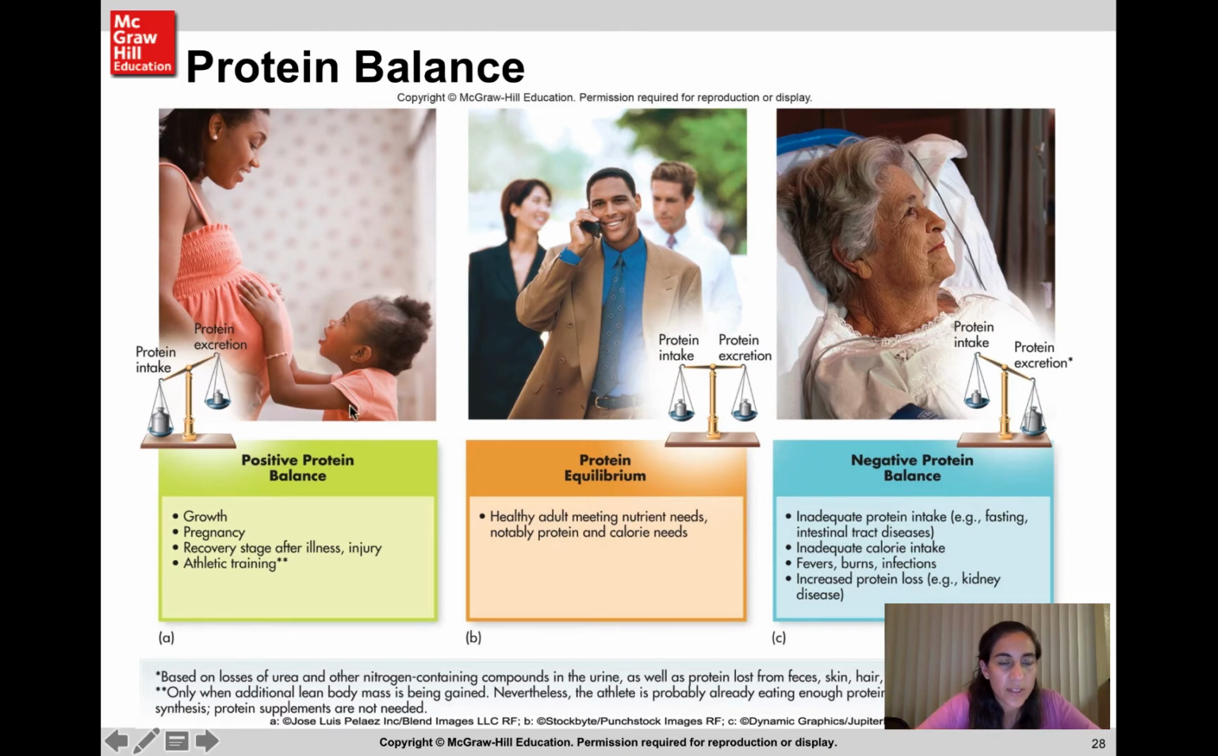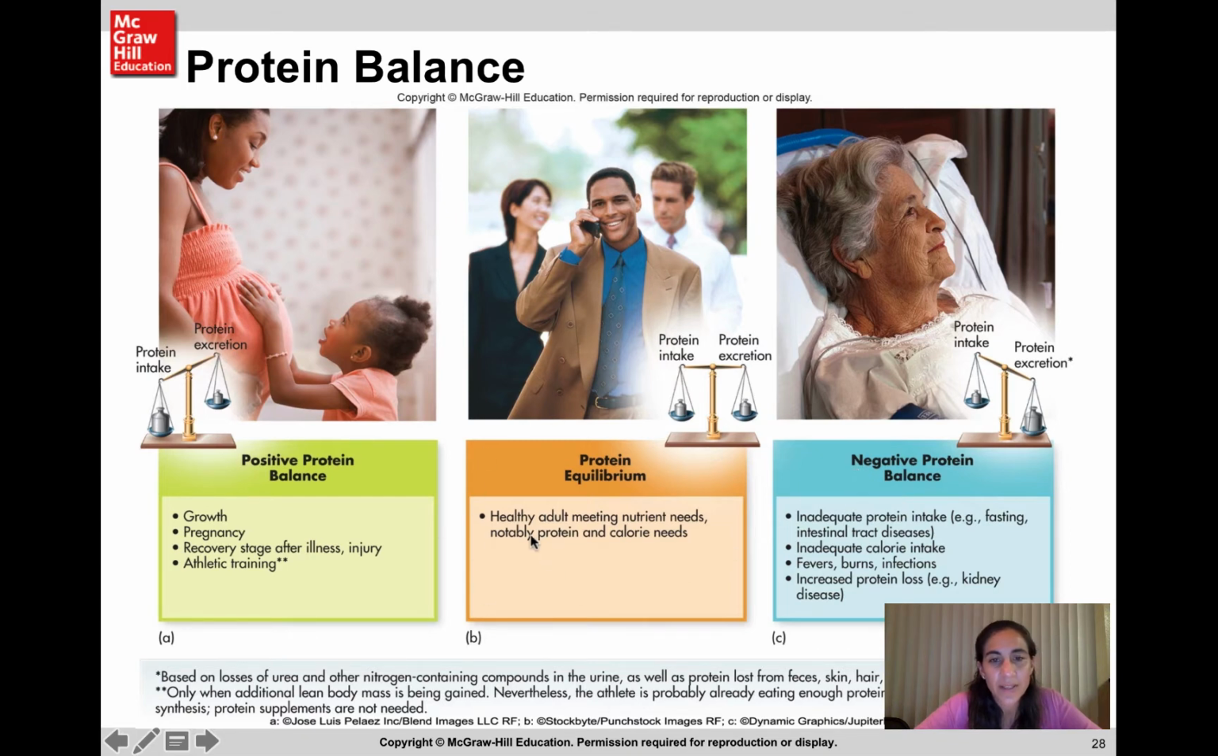So in growth stages in infancy and childhood, also during pregnancy, also in recovery stages after illness or injury where there is regrowth or rebuilding, also with athletic training, with muscle building. That is another stage where there's a positive protein balance, but there needs to be adequate hormones and energy and stimulus involved if a positive protein balance is going to be in place.